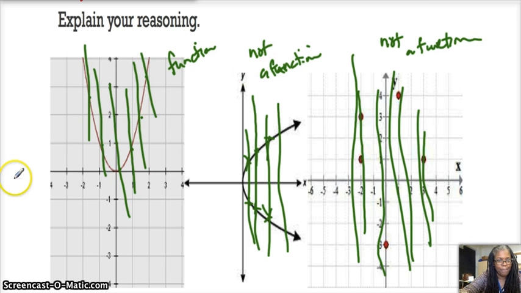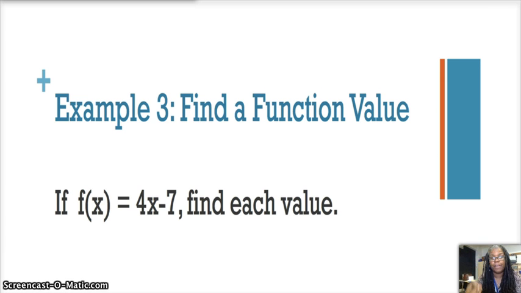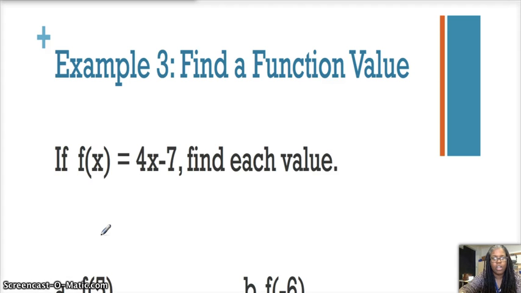Our next example, example 3, we're going to use that really cool notation called function notation. We talked about this a little bit in the beginning with the definitions. Function notation basically replaces y, and it makes us emphasize the fact that y is really depending on x. So f of x is how we read this. f of x is equal to 4x minus 7.